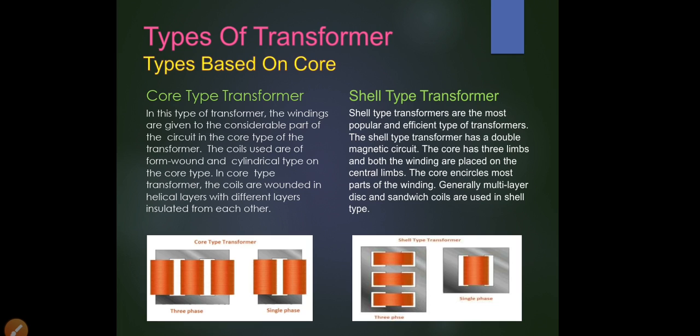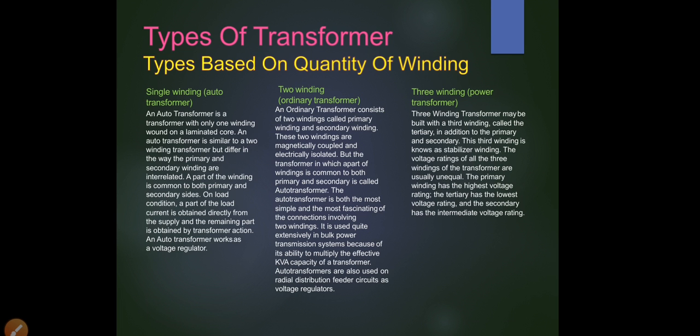So this is the basic difference between the core type and the shell type transformers. The shell type is the more efficient transformer, because it has a central limb on which n number of windings can be wound, like that. So this is about the types of transformers based on the core.